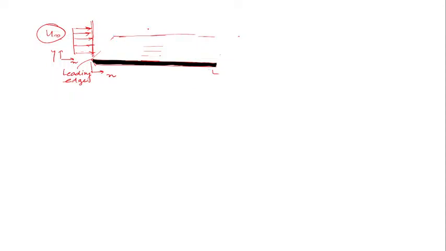Suppose this is the plate. If I'm talking about any distance here on the plate, the velocity at the surface becomes zero, and as we move away, the velocity increases like this. You can imagine it's a plate. As the fluid comes here, at y equal to 0 the velocity is 0, and as we move away from the surface, the velocity increases.